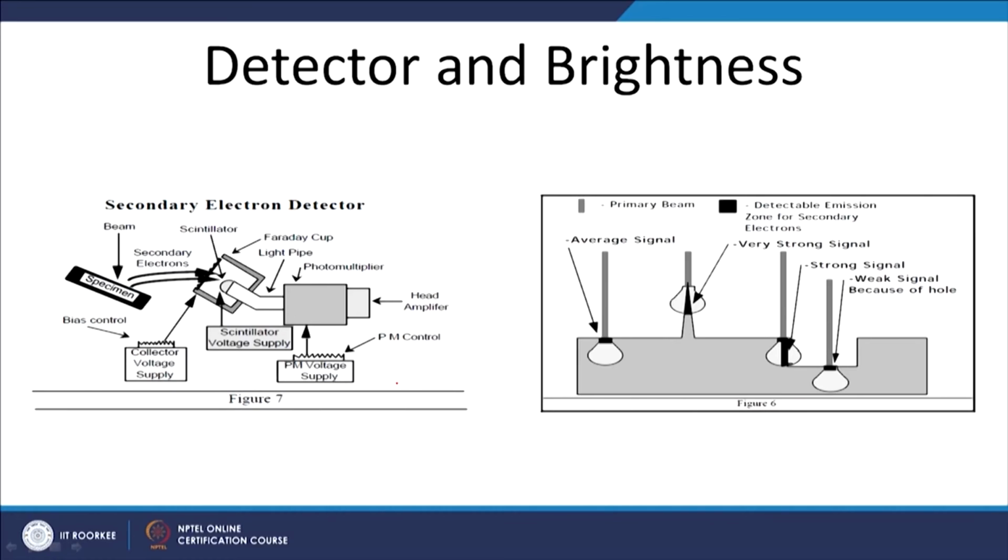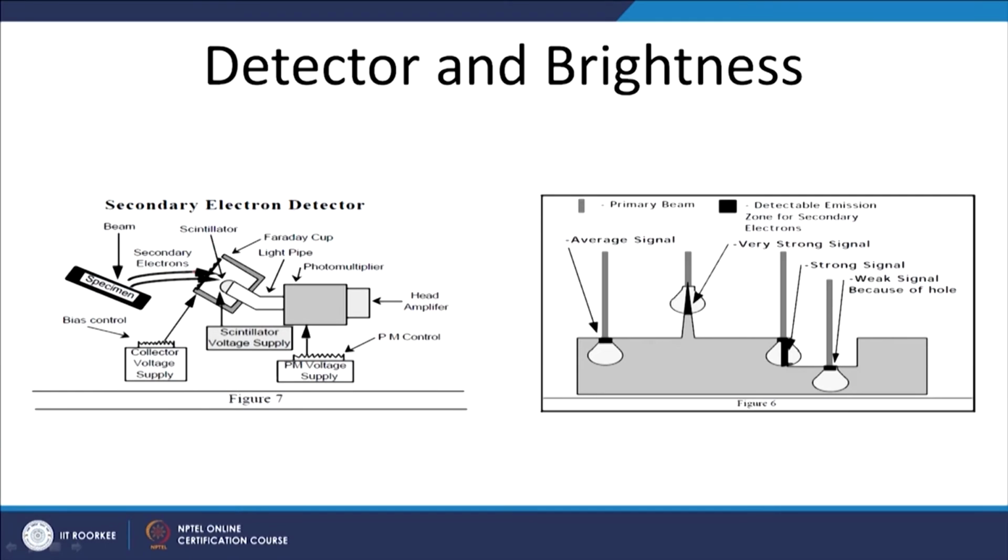What about detectors and brightness? There are a lot of detectors, but mainly we are talking about the secondary electron detector. So, you look at this figure, this is the specimen sample substrate on which the beam is falling. Now, the secondary electron is ejected there. Now, we put a scintillator.